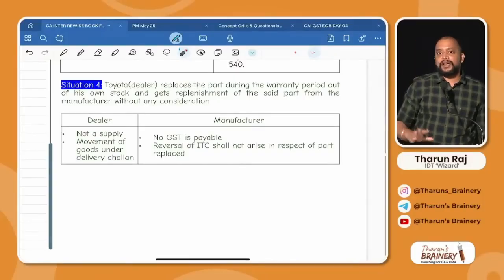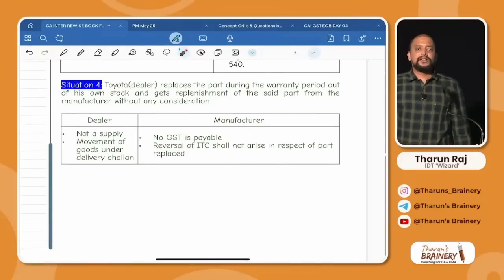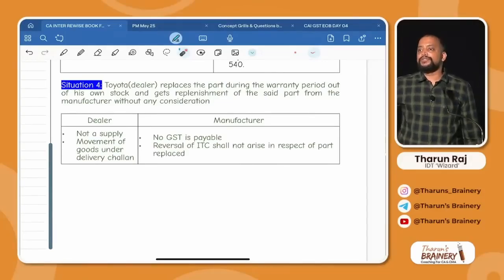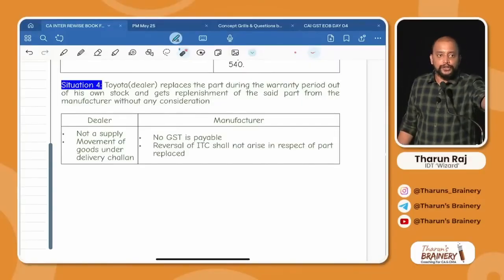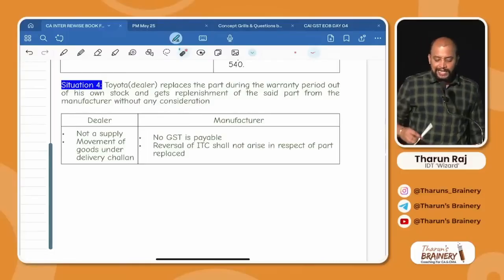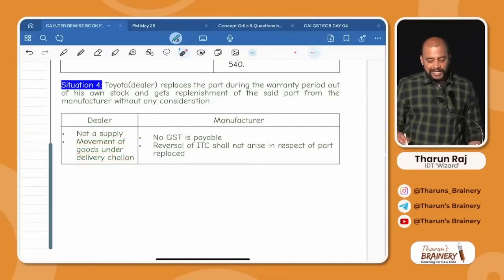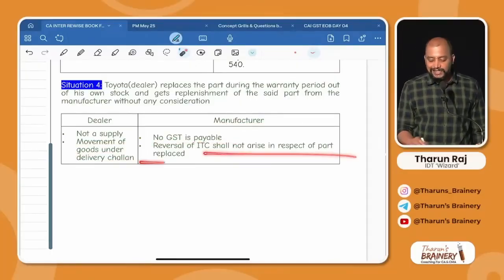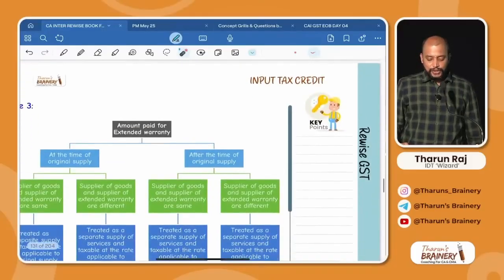Then what is the treatment? From the dealer's point of view, same, no change. Correct? From the dealer's point of view, no change. You will recover only 3,540 from me and I will take that 540 as ITC. And I am sending you that part, replenishment. So, no GST payable on that. See there, dealer: not a supply, movement of goods under delivery challan. Manufacturer: no GST payable. Reversal of ITC shall not arise in respect of the part replaced. That is situation 4.